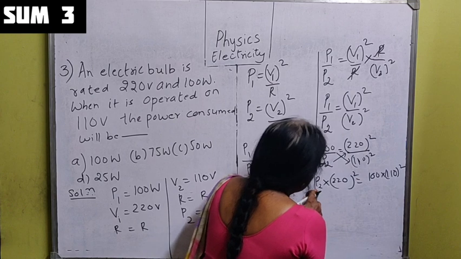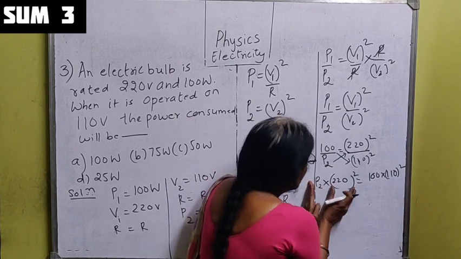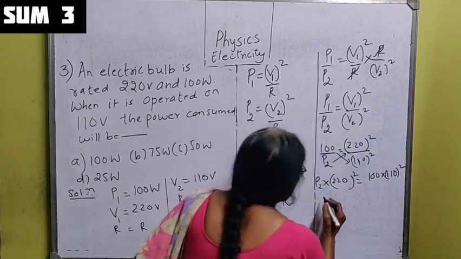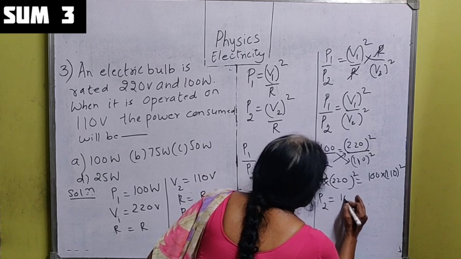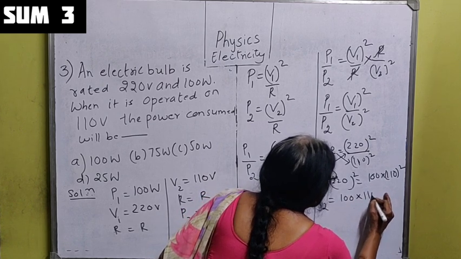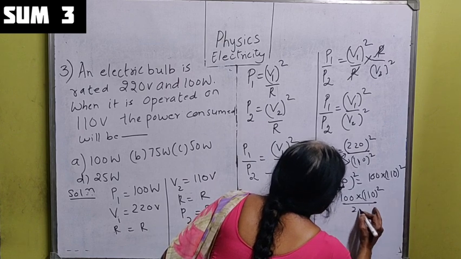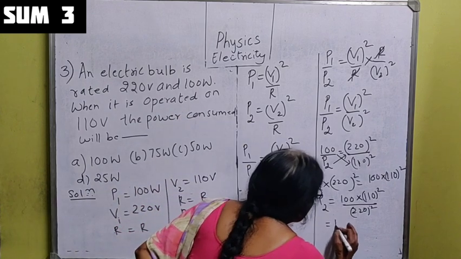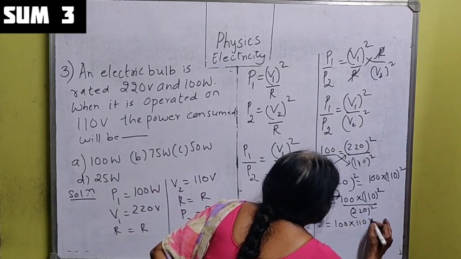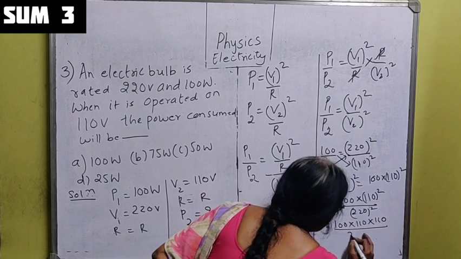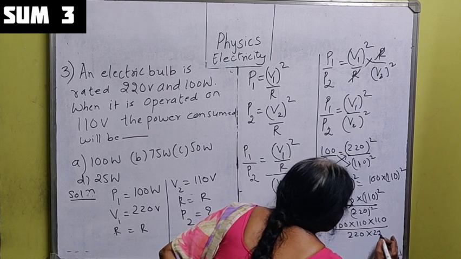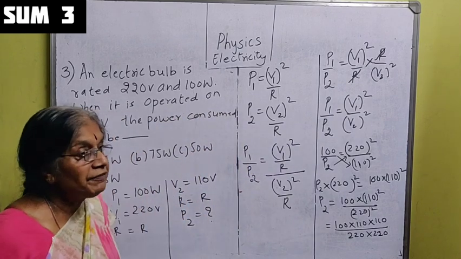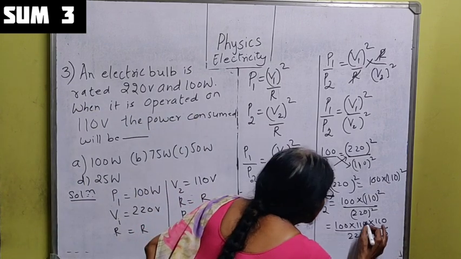So I want to find out the value of P2. I will keep it on the left hand side. 220, if I take it on the other side, it will go into the denominator. So what shall I get? P2 is equal to 100 into 110 whole square divided by 220 whole square. What is 110 square? So it will be equal to 100 into 110 into 110 divided by 220 into 220. I did not multiply because if you multiply, a big number will come and it will be difficult for you to cancel. See how easy it will become.